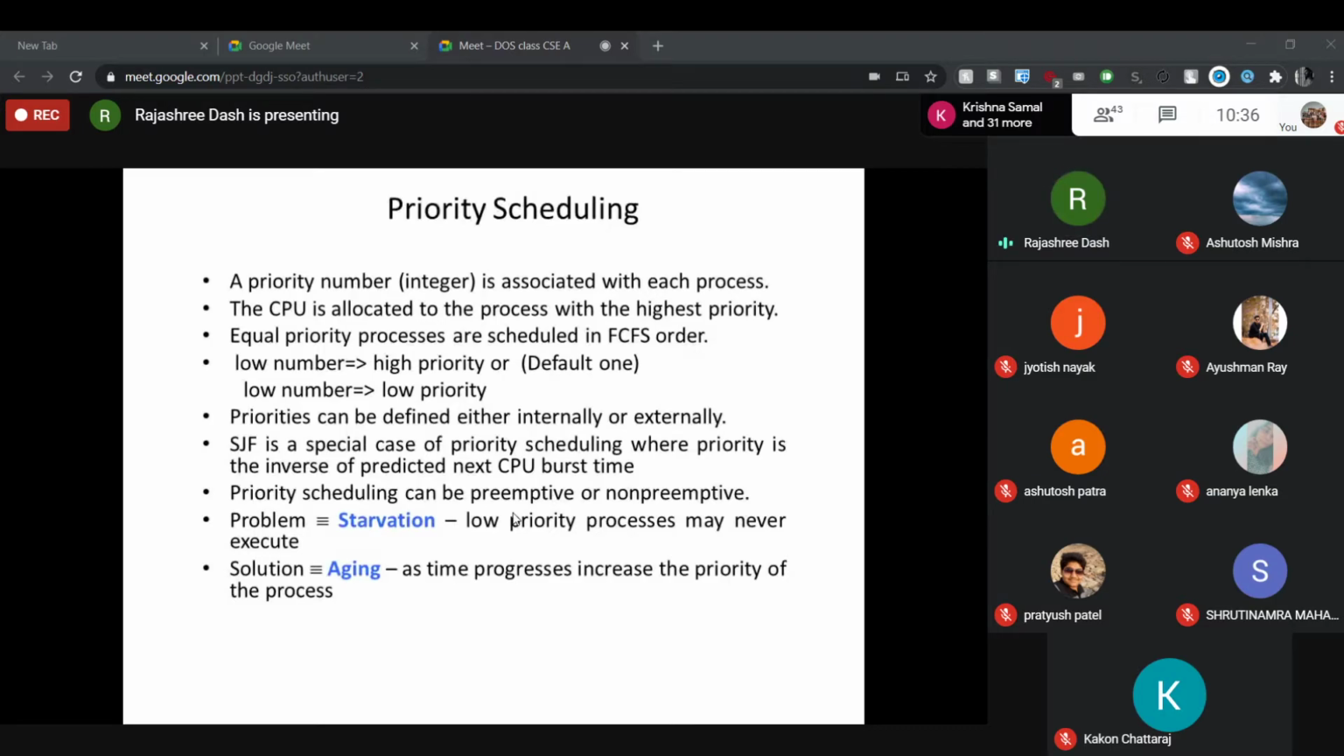arrival time, then your preemptive priority and non-preemptive priority scheduling will work in the same way. It will be different only if the arrival times of the processes are different, because only when a new process arrives in the ready queue, at that time the scheduler is going to compare the priority.